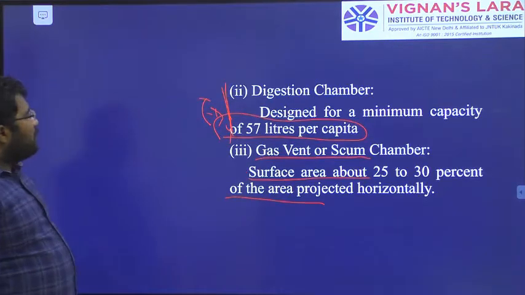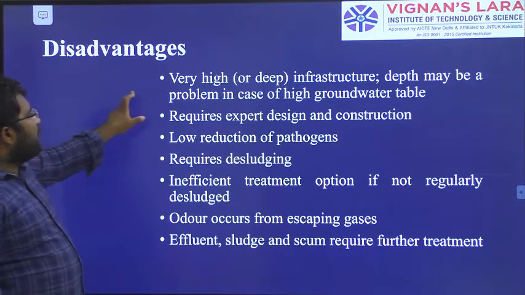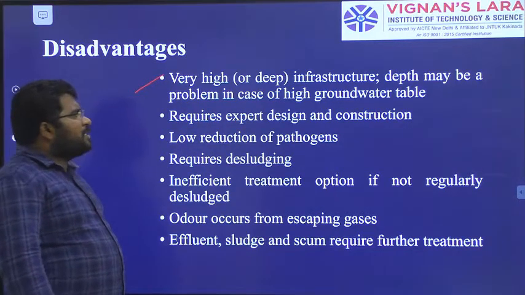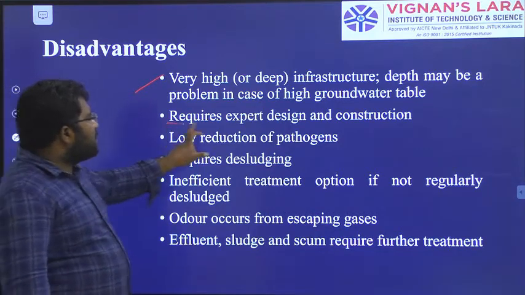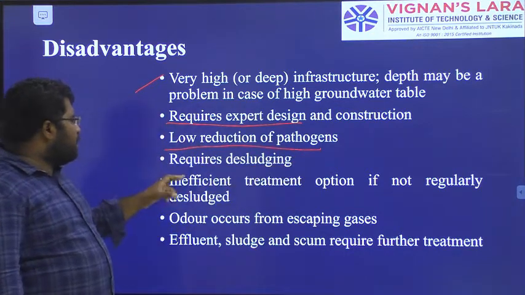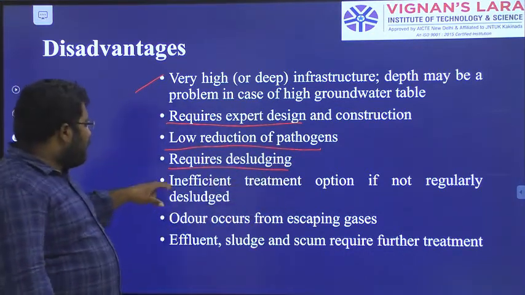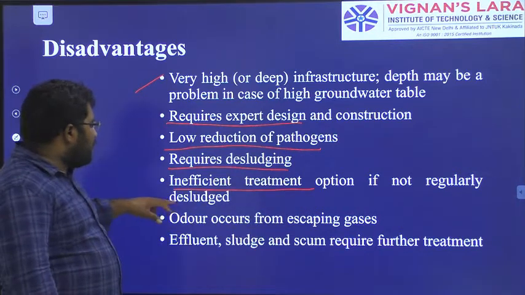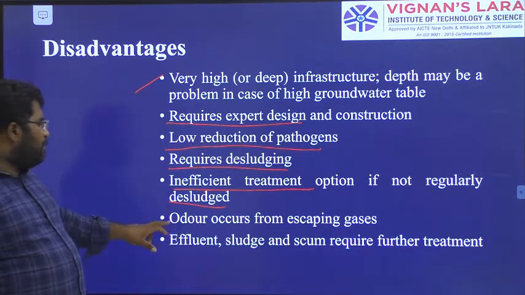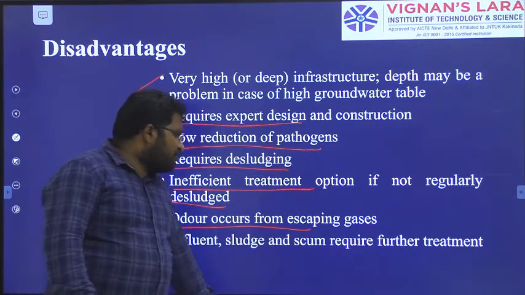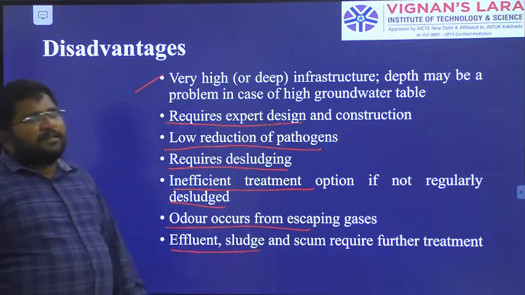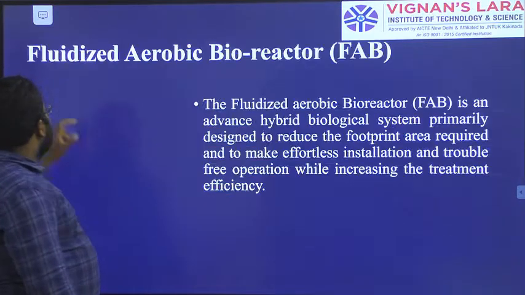Okay. Next, disadvantages. Very high or deep infrastructure depth may be a problem in case of high groundwater table area, requires expert design and construction, low reduction of pathogens, requires desludging, and an inefficient treatment option if not regularly desludged. You have to remove the sludge very frequently. Odor occurs from the escaping gases, effluent, sludge and scum require further treatment. So these are some of the disadvantages.